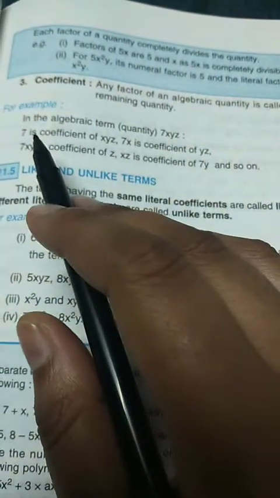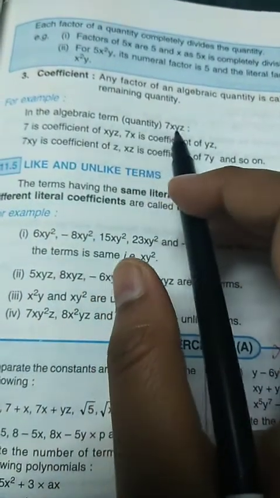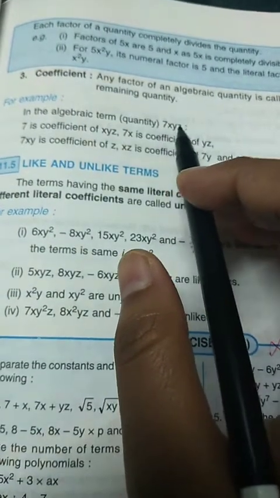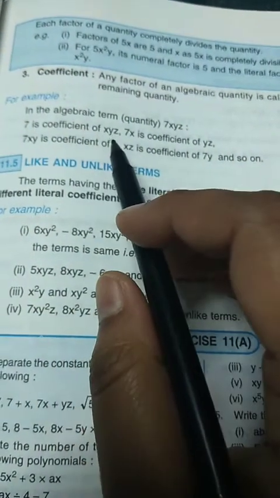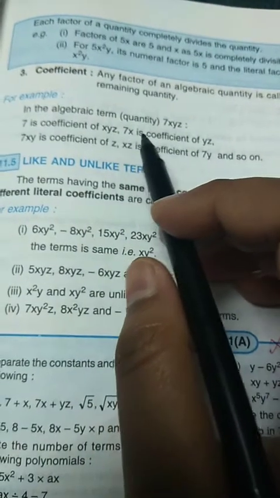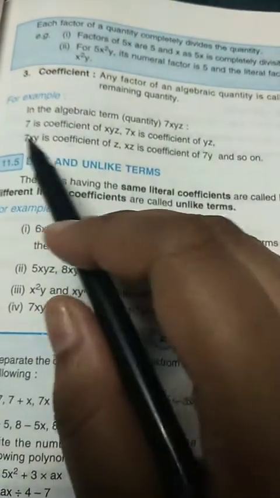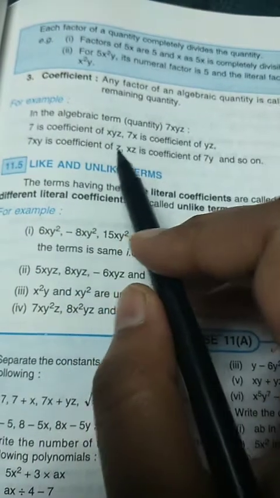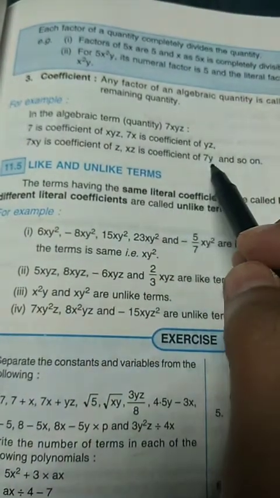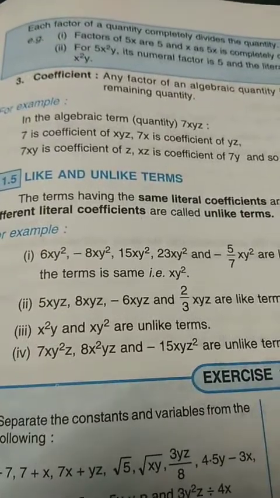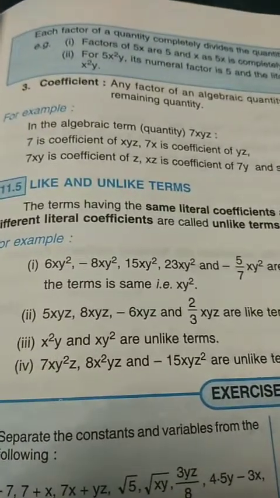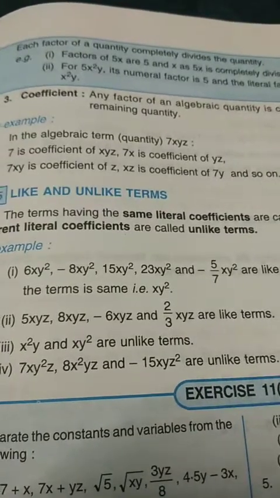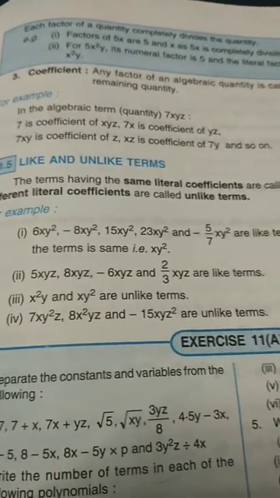Similarly, take an algebraic term 7xyz. 7 is the coefficient of xyz. 7x is the coefficient of yz. xy is the coefficient of z, and xz is the coefficient of 7y. So this is called the coefficient. Whatever coefficient is asked in the question, we will hide that constant or variable, and whatever is left we will write; that is called the coefficient.